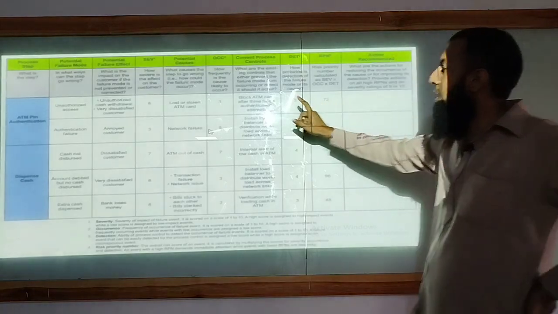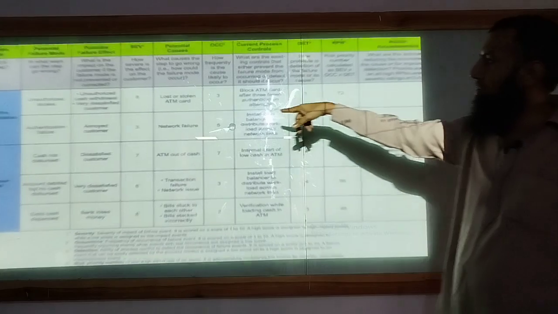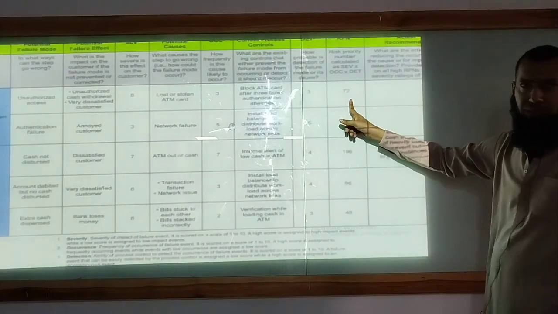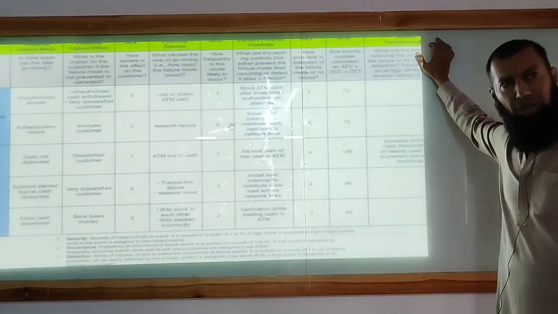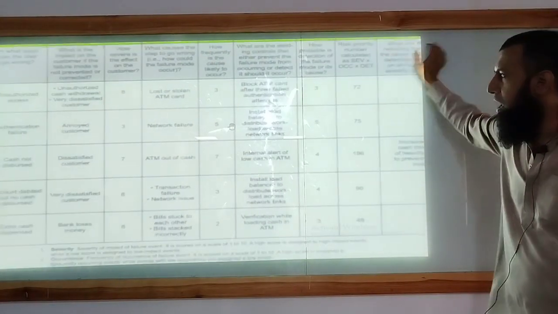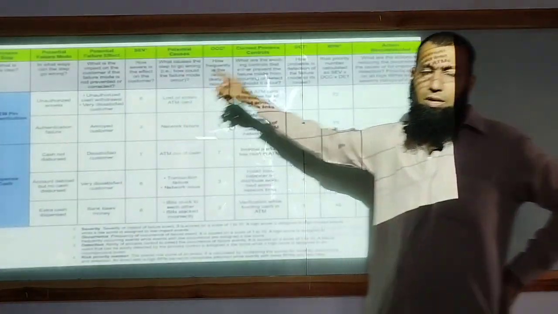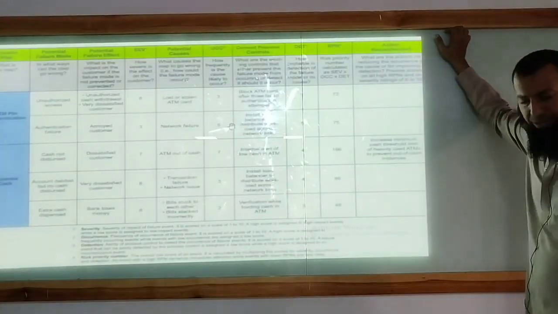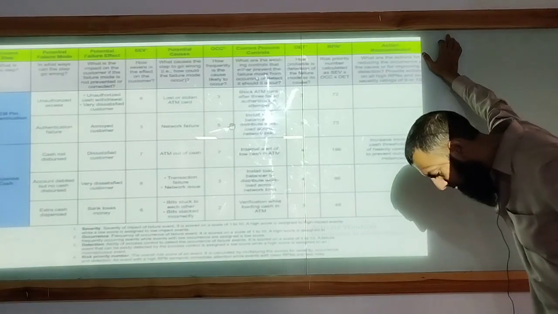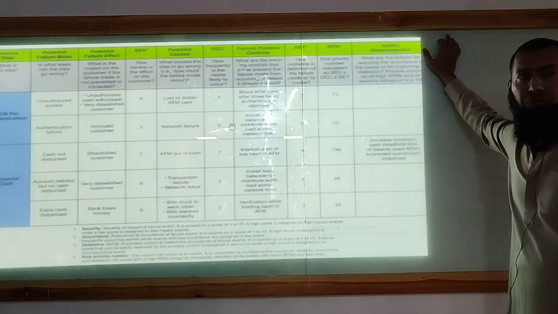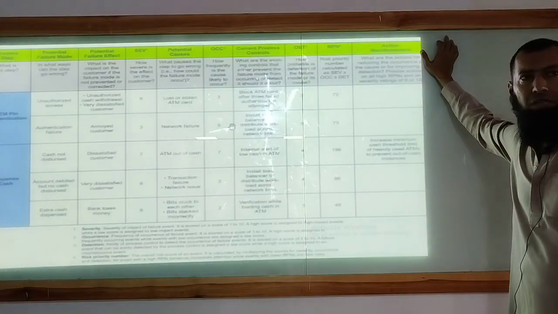So you multiply all the numbers, 8 into 3 into 3, that is 72. That becomes 72 out of 10. 3, 3, 8, that is out of 10. 10 is the most, 1 is the least. So that becomes 72.